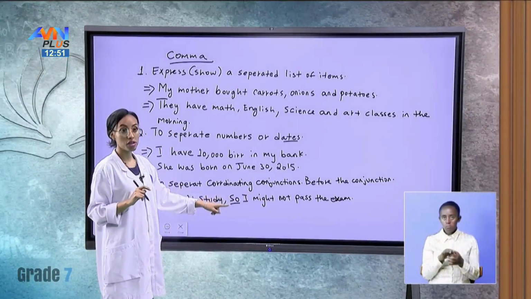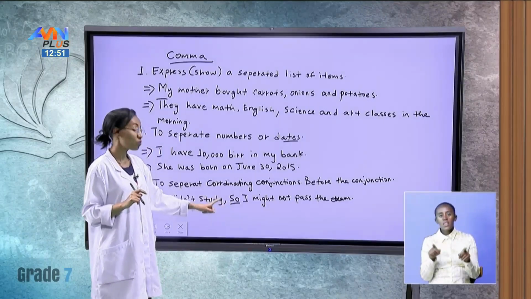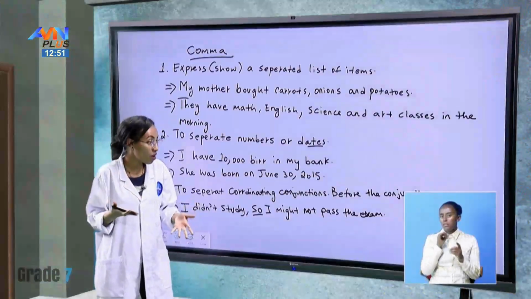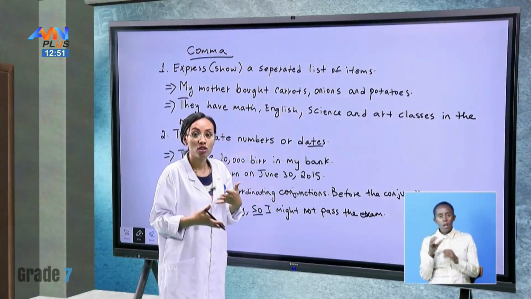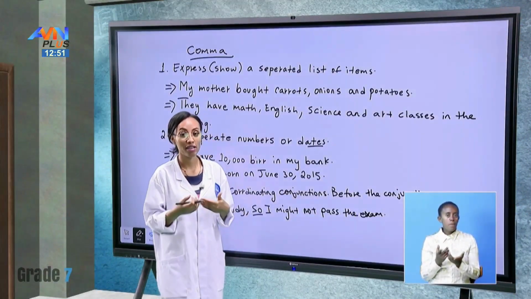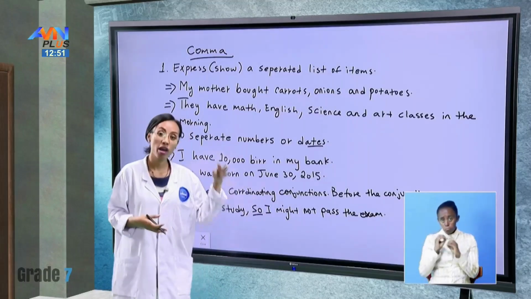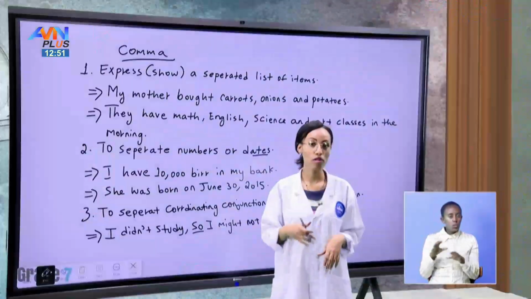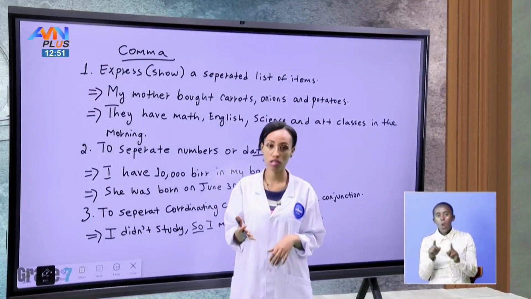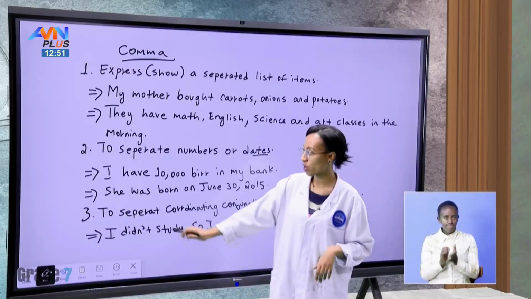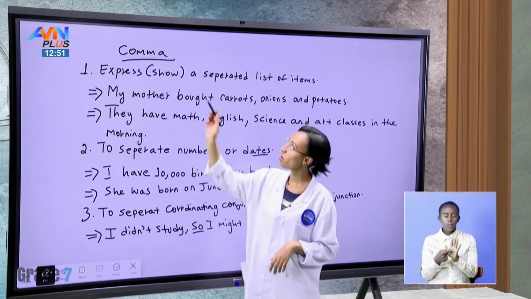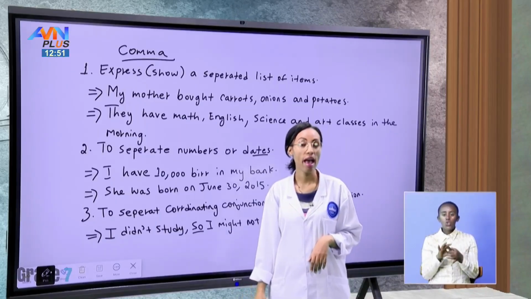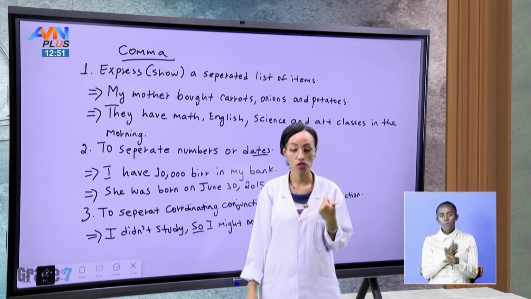If but was here or yet was here, it still would be before the conjunctions. So I didn't study, so I might not pass the exam. So this is what? Cause and effect. It's giving us cause and effect. Because we did not do something, or because we did something, an outcome or a result would happen, or a consequence will occur. So we are using comma to separate a conjunction, and we use it before a conjunction. Okay.